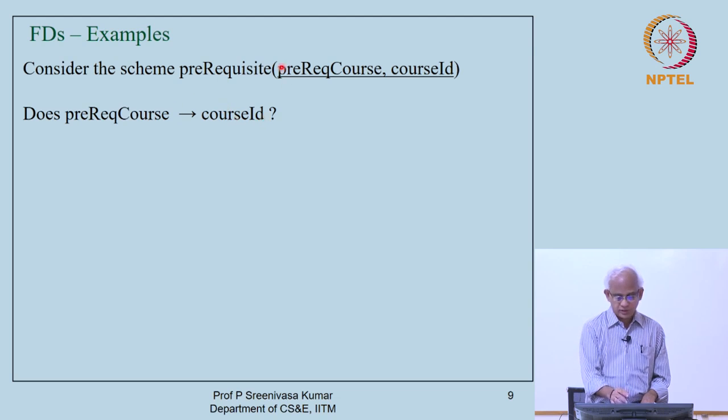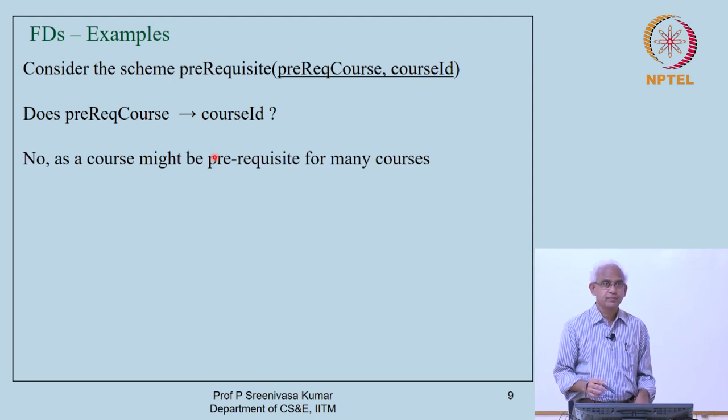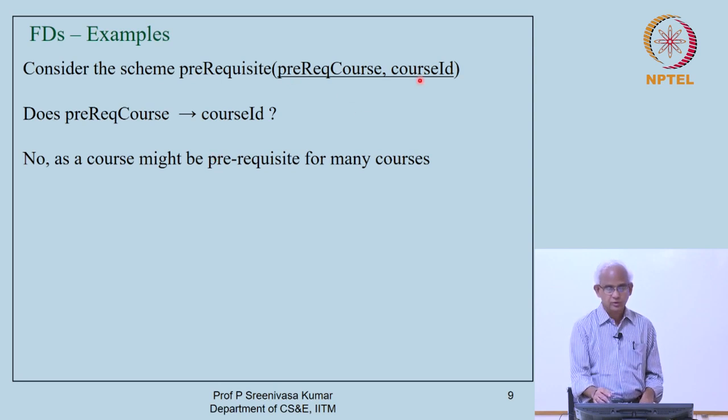So, from the logical understanding of the domain, what do you feel about this? This is not true, right? It's not true. A course might be a prerequisite for many courses, and so it might appear along with many other courses as tuples here.